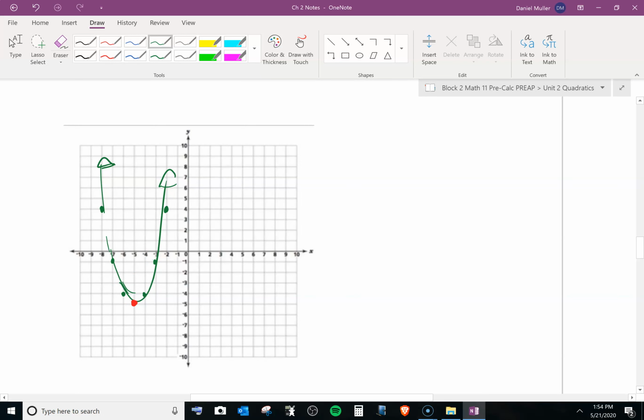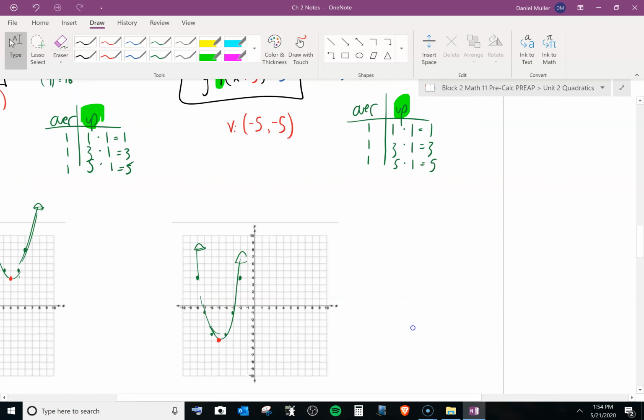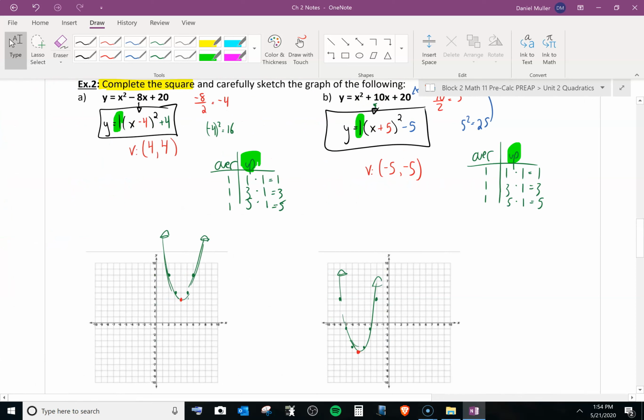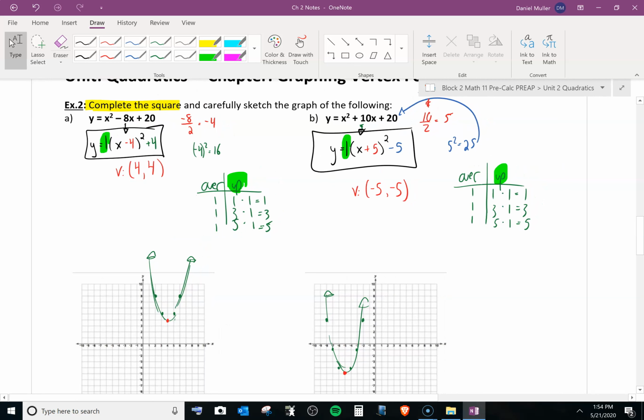Take a look at the notes for a nicer drawing. But that's it. Complete the square, which, I realize, can be a lot of work for a lot of people who don't know how to do that yet. So complete the square, find the vertex, and then use your over and up down chart. Okay, let's keep going.